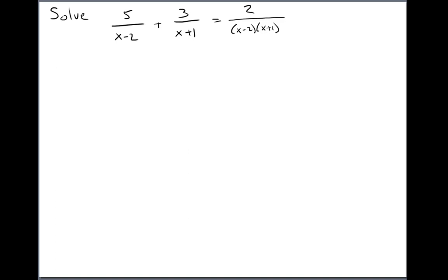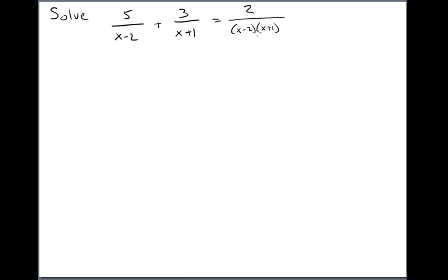In this video, solving a more tricky rational expression. We have to solve 5 divided by x minus 2 plus 3 divided by x plus 1 is equal to 2 divided by the product of x minus 2 and x plus 1.